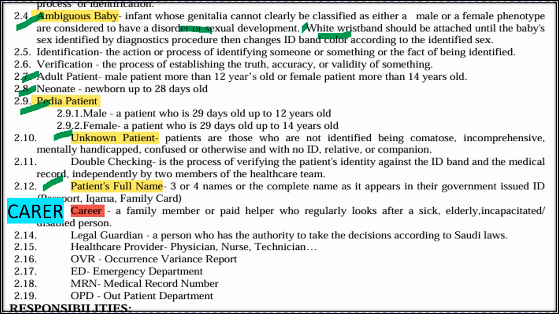Now, patient's full name: this is 3 to 4 names or the complete name as it appears in their government-issued ID, like the passport, Iqama, or the family card. Now, I think this is not career, because a career is a profession. I think this is carer, from the word care. A carer is British English which means caregiver. Then we also have OVR, of course, your occurrence variance report. Here they use ED as emergency department, not ER. Then we have MRN, the medical record number, and of course, OPD.